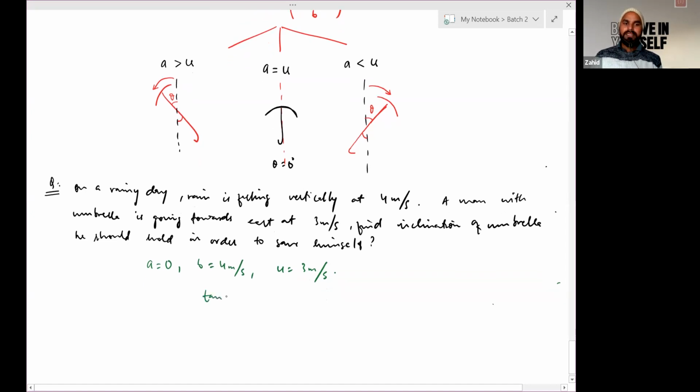As we have tan theta equals (A minus U) divided by B. A is 0, U is 3, divided by 4. So it will be minus 3 by 4. So you'll say it will be towards east. So tan theta will be 3 by 4, so theta will be 37 degrees towards east. So this is the third case, in which A is less than U.